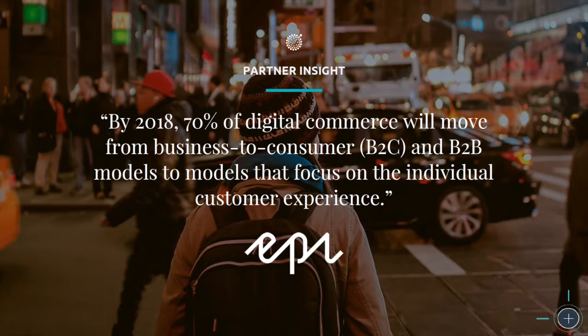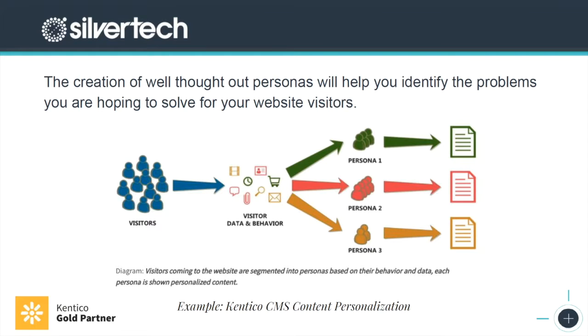I personally believe that every organization should have personas, but here's some backup and a very good reason from our partners at EpiServer. By 2018, 70% of digital commerce will move from business to consumer, B2C, and B2B models to models that focus on the individual customer experience. As our Chief Digital Officer, Jeff McPherson, asserted recently, there's really no longer B2B or B2C. It really should be H2H, or human-to-human marketing.